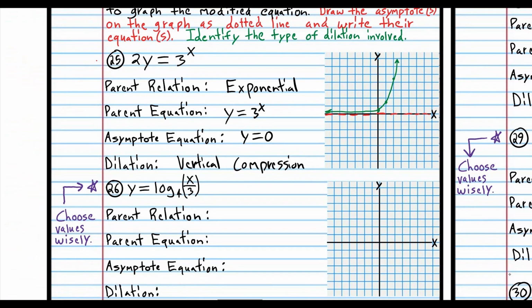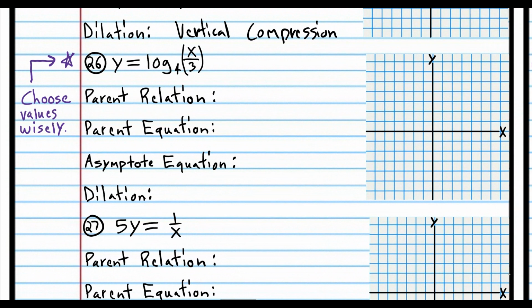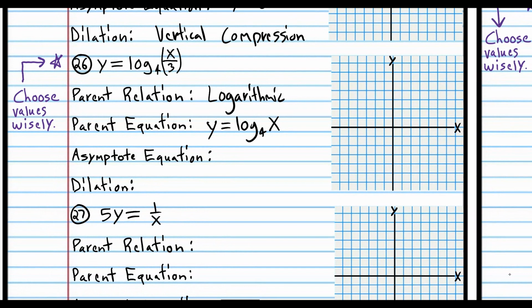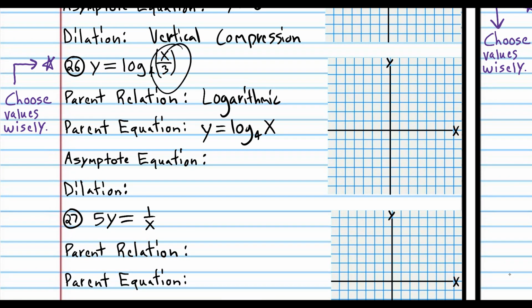All right, on to the next one. Obviously, the parent relation is going to be the logarithmic parent relation. The parent equation is y is equal to log base 4 of x. And we're dividing x, so it's going to be a horizontal dilation. And when you're dividing, remember, it's a stretch. So it's a horizontal stretch.